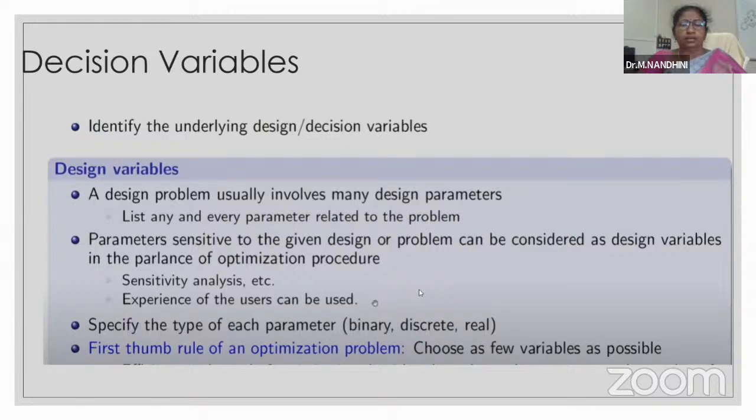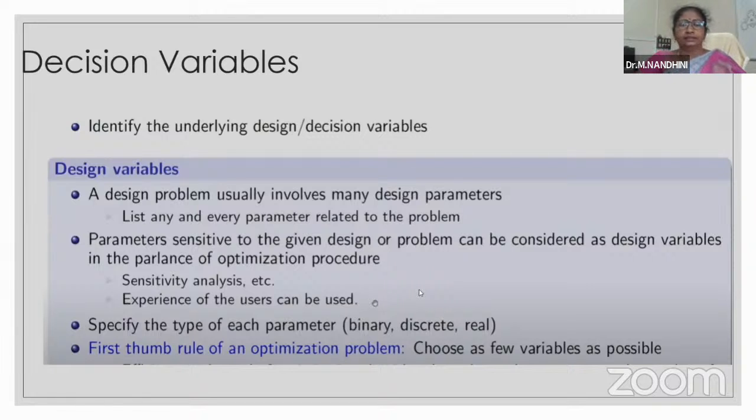Here they have defined what the design variables may be, listing every parameter related to the problem. It is very important and significant to note that even if you miss any parameter of your problem, you may not get the expected result. You know well that if any one variable is missed out in your application, then implementing that problem totally collapses, a total waste of time.